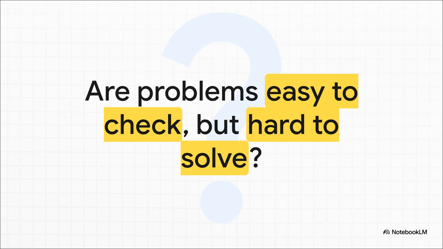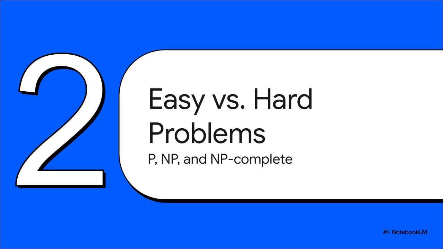It's a question about the very nature of difficulty. Think about it. If you can easily tell a correct answer when you see one, does that automatically mean there's an easy way to find that answer in the first place? To really wrap our heads around this, we've got to break down the alphabet soup here. P, NP, and this other crucial category, NP-complete.